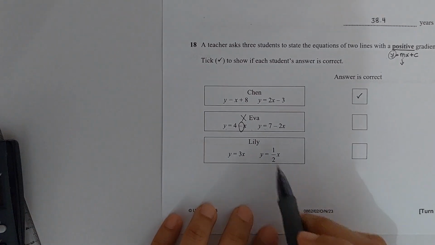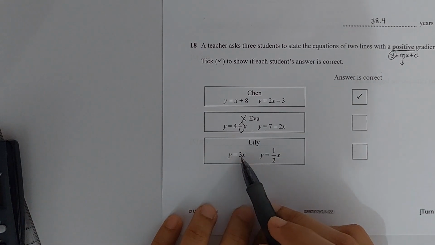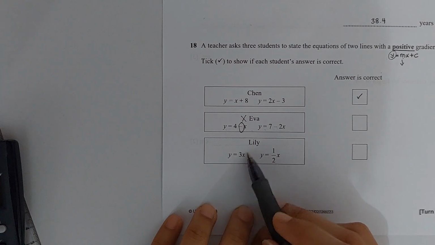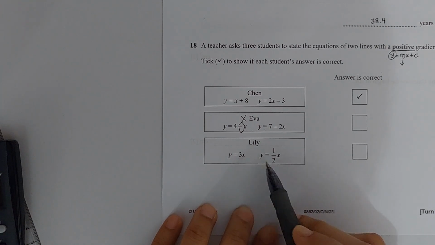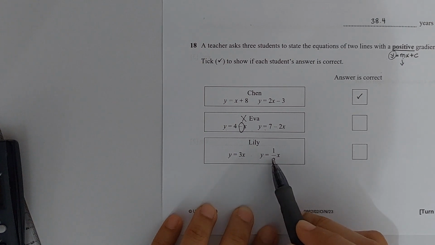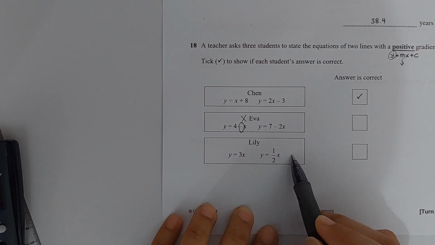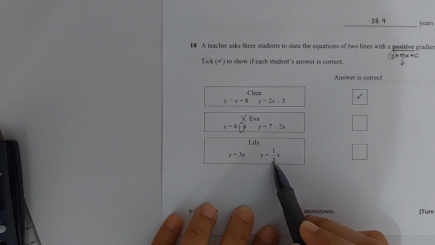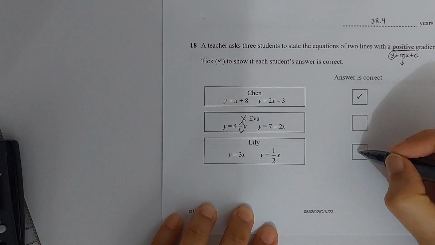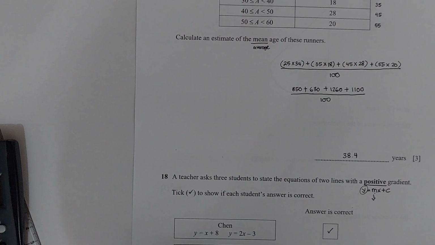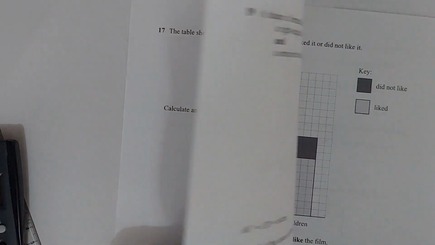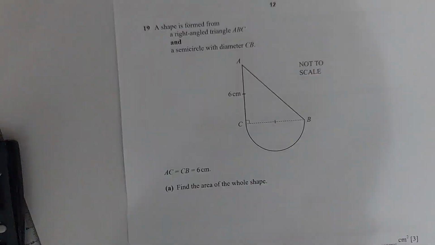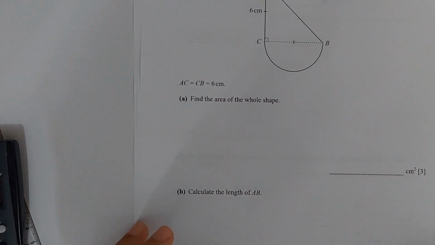And then the last one, Lily, y is equal to mx plus c. It means the c is 0. Mx, this one is positive. And then this one also, y is equal to mx plus c. The c is 0, but the m is still positive, half. So this one is correct. Okay? Y is equal to mx plus c. Remember that. The m is the gradient. So now we will go to question number 19.